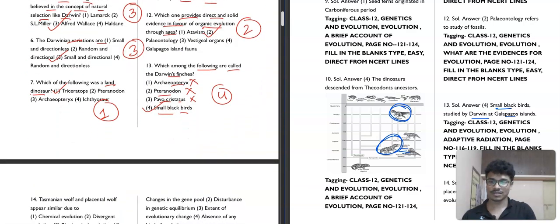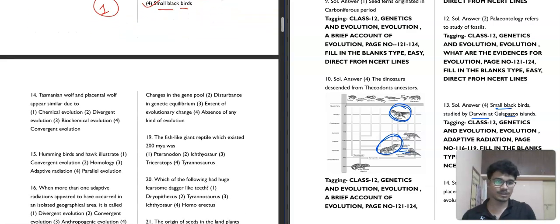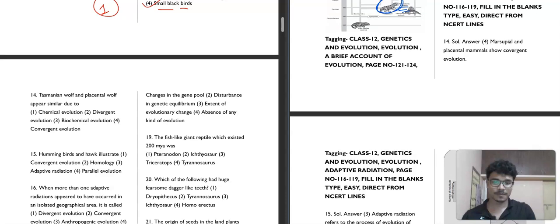Then moving towards the next question, that is question number 14. It is saying that Tasmanian wolf and placental wolf appear similar due to, so this kind of, this is a chart you know. Tasmanian wolf and placental wolf appear similar due to chemical evolution, divergent evolution, biochemical evolution, or convergent evolution. This is basically convergent evolution. Okay, so convergent evolution is something like this.